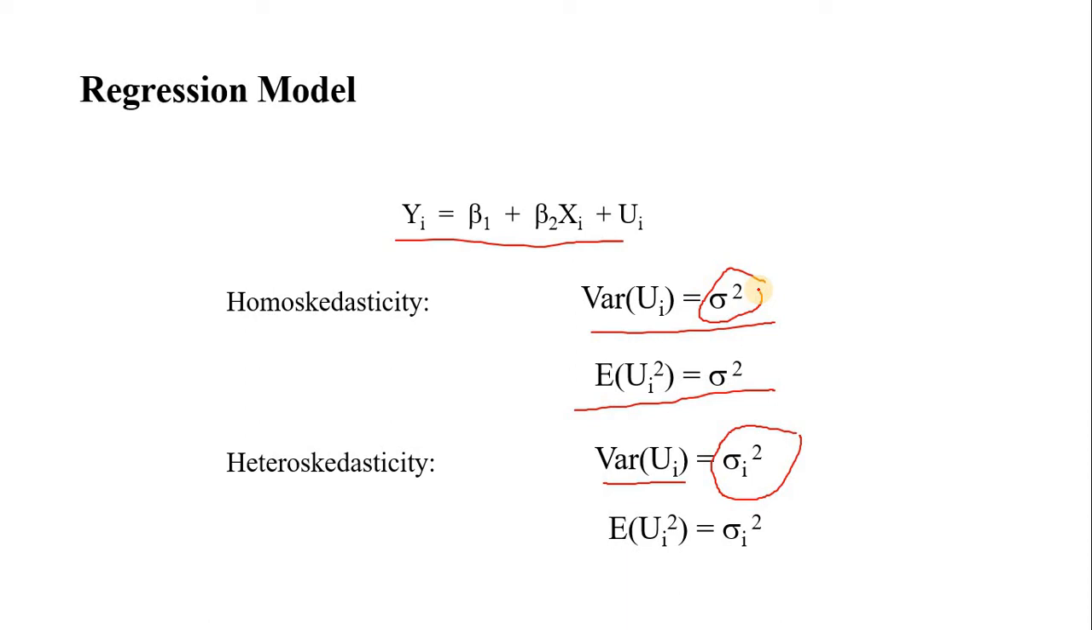Similarly, we can also express this term in terms of expectations. The expected value of ui square is equal to sigma i square. That means the variance will change when your i changes. What is i? i is your cross section unit.